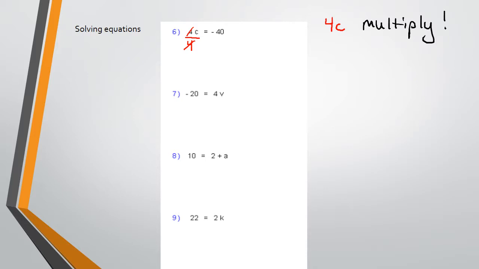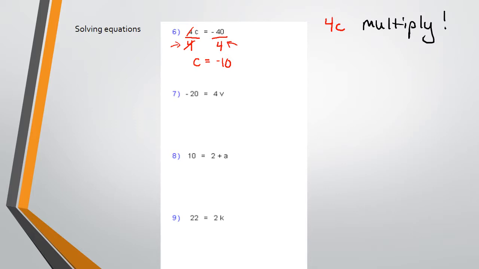Ha, take that 4. Okay, that's great, but what you do to one side, you must also do to the other. So if I'm going to divide by 4 over here, I need to divide by 4 over here. Negative 40 divided by 4. All that's left on this side is a c, and the answer to that is negative 10.